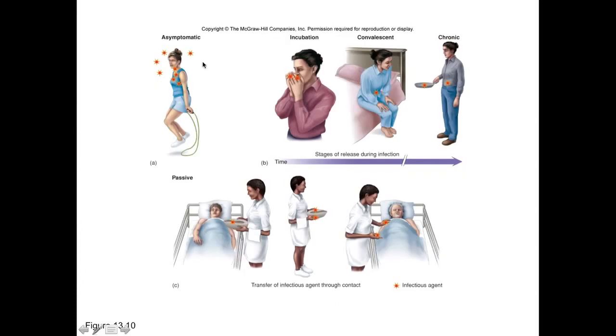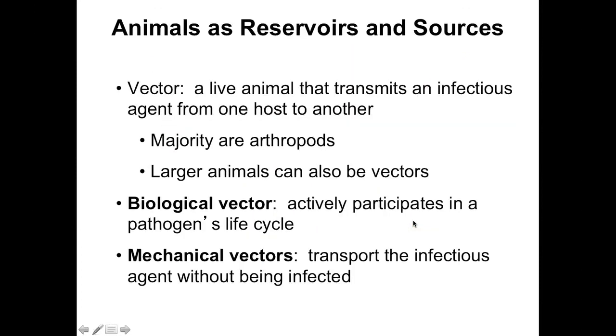So here's a nice little example of all of these in a picture format. So animals as reservoirs. We have vectors. This is a live animal that transmits an infectious agent from one host to another. A good example of this would be mosquitoes. A lot of these are insects that like to land on people.